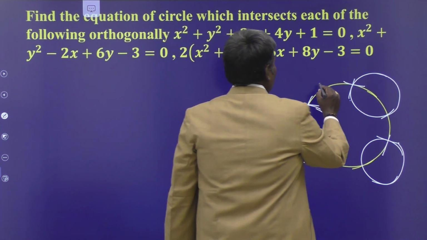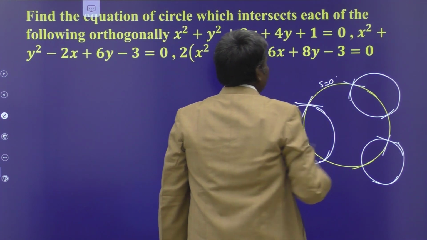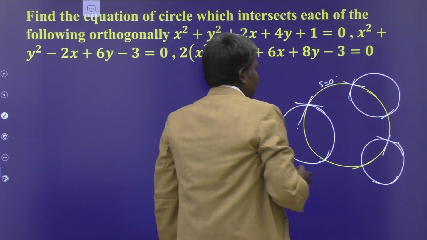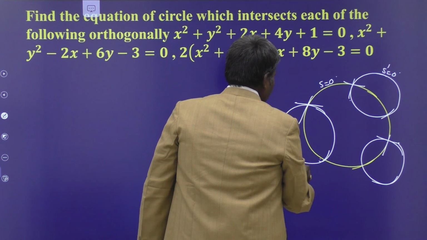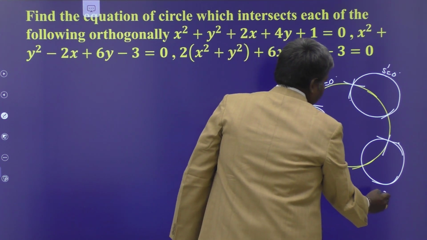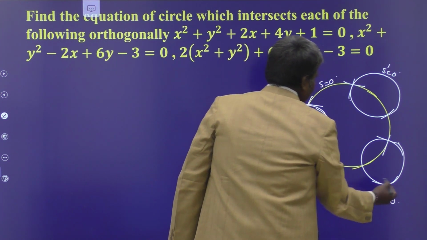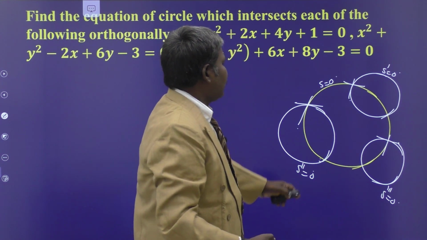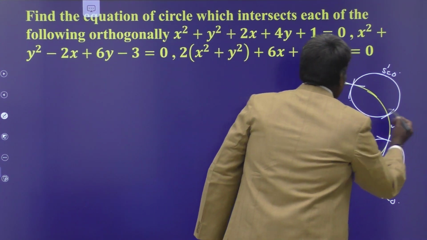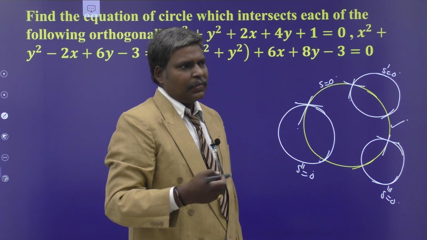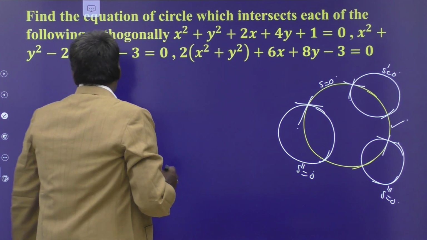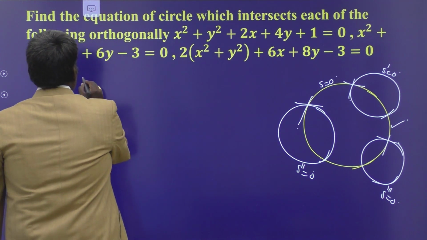So this is your required circle, s equal to 0. Say its equation is s dash equal to 0, it is s double dash equal to 0, its equation is s triple dash equal to 0. You are going to find out the equation of this circle, that is s is equal to 0, you are going to find out. So let s is equal to 0 be the required equation of circle.